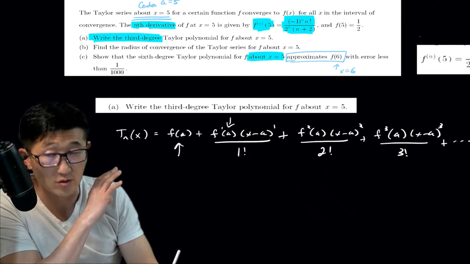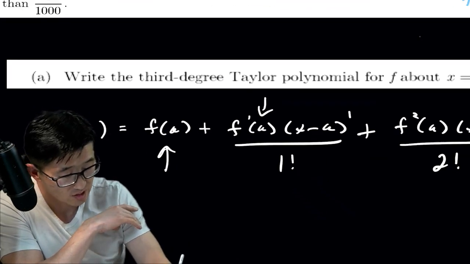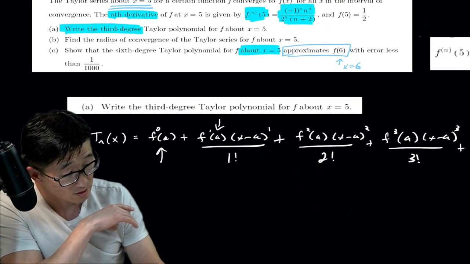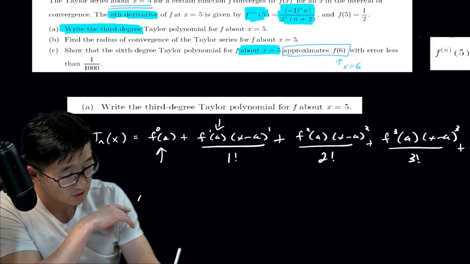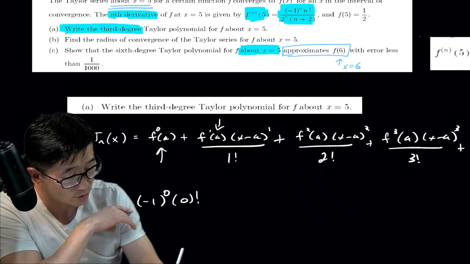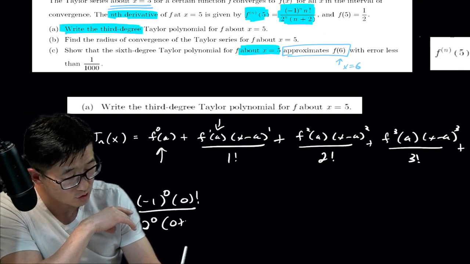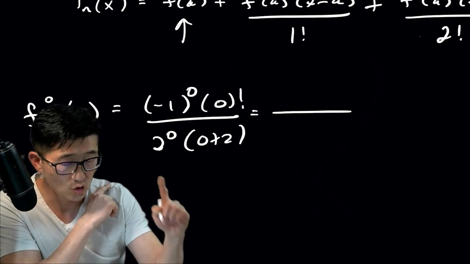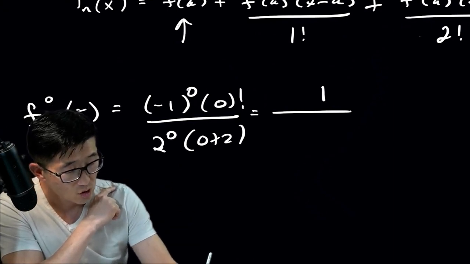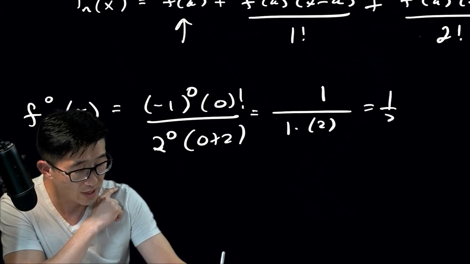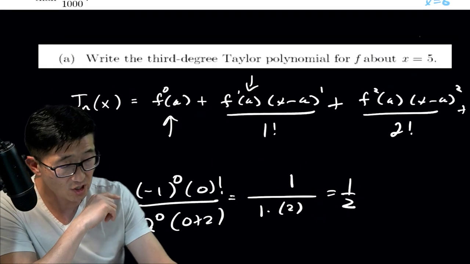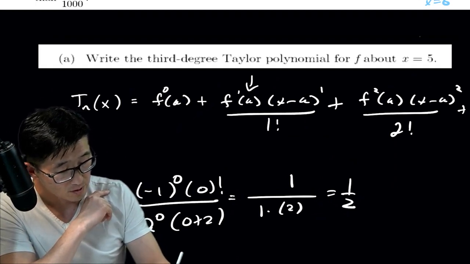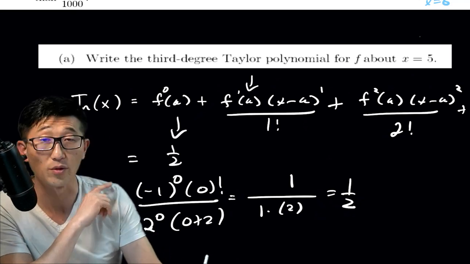F at 0, no derivative. That's this guy right here. F at 0 at 5 would be basically negative 1 to the 0 power, 0 factorial over 2 to the 0, plus 2. And anything to the 0 power is 1. 0 factorial is 1. 2 to the 0 power is 1. So you basically have 1 over 2, which is equal to 1/2. So this first term right here, and I guess I'll use a different color, is 1/2. Okay, so we're done with that one.